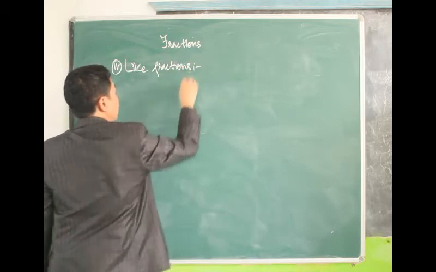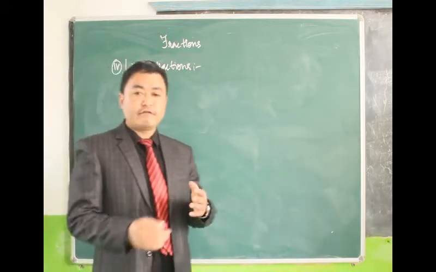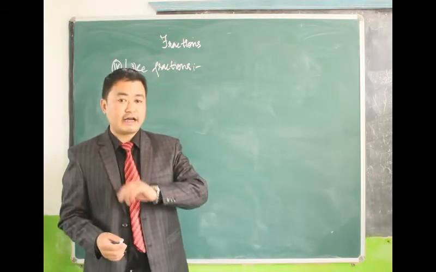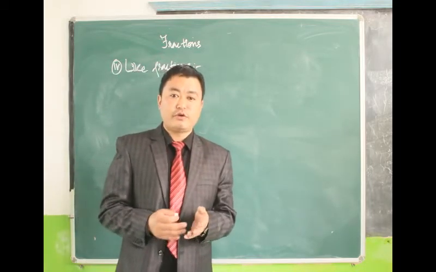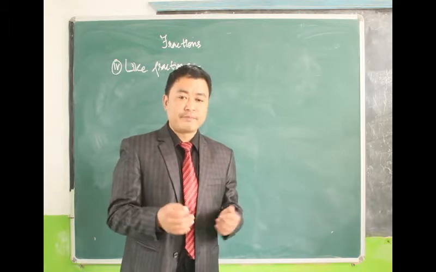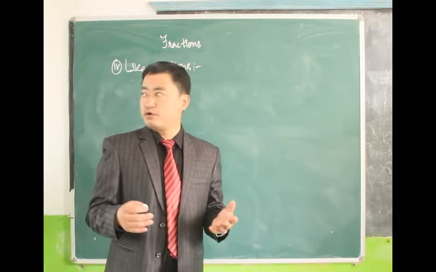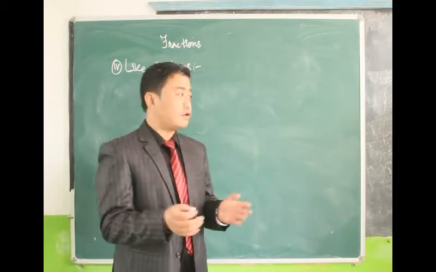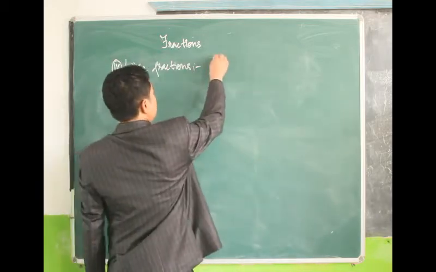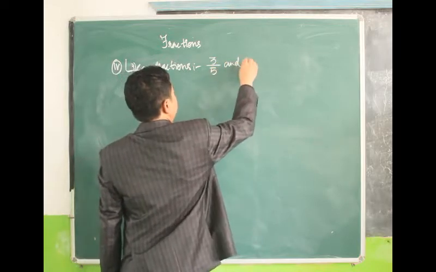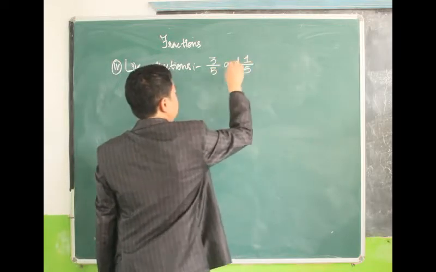Like fractions. Now, this like and unlike fractions distinction applies when you are dealing with 2 or more fractions. What happens is you have the same denominator. For example, let's say 3 divided by 5, and the other fraction I have here is 1 divided by 5.